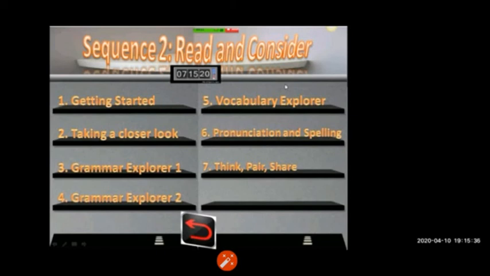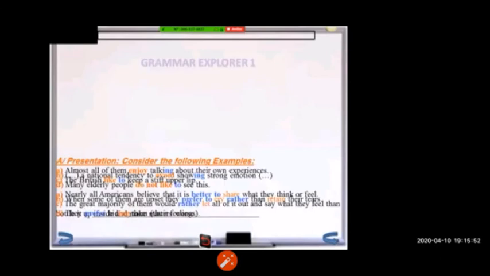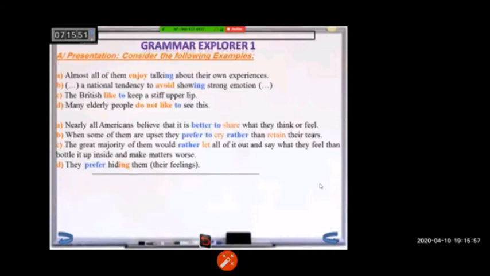Today we are going to see another lesson in this rubric, Read and Consider. We are going to go to Grammar Explorer, the grammar lesson. Okay, my presentation. Consider the following examples. First example, we are going to read these sentences together and we are going to discuss some questions. Okay, the first one.